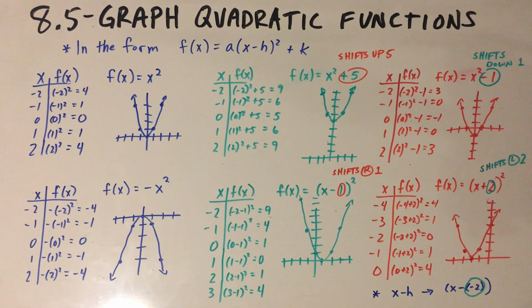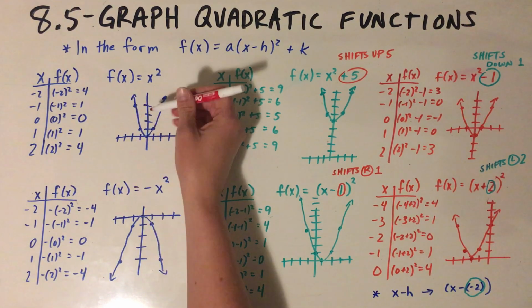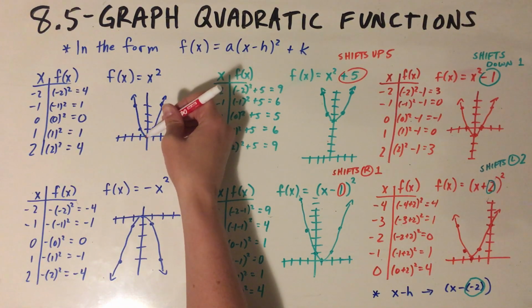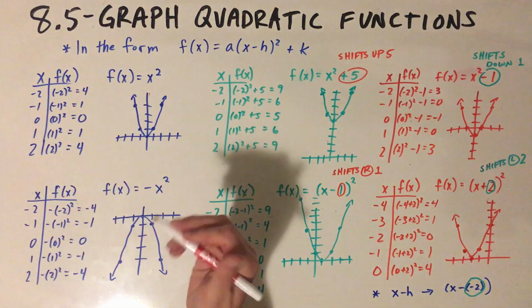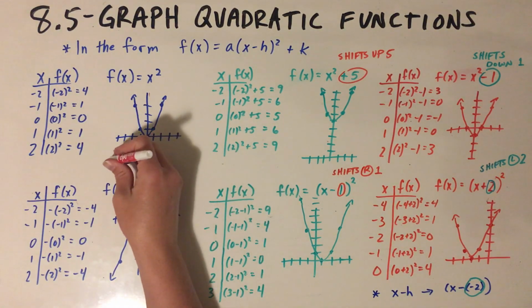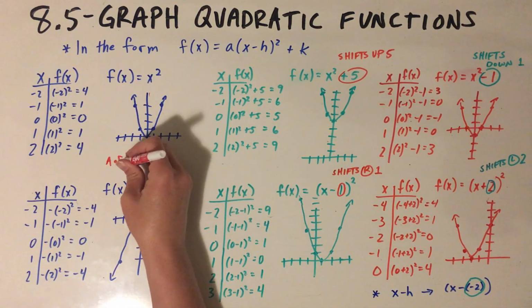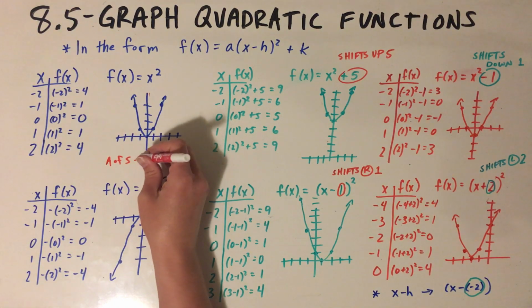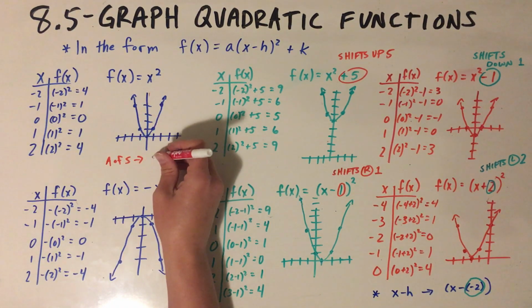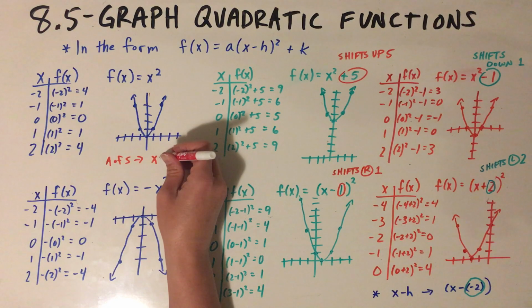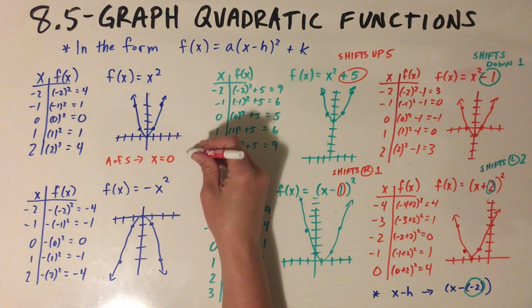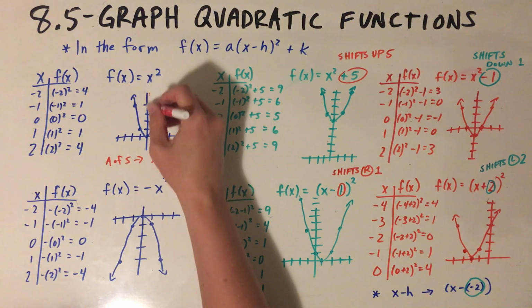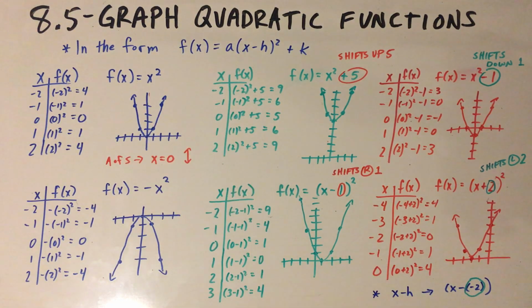You can also note that it is symmetric about the y-axis, meaning that if you folded it, it would be exactly the same side to side. So the axis of symmetry on a regular parabola is going to be x equals 0. Again, that's a vertical line at 0, which is the y-axis in this case.